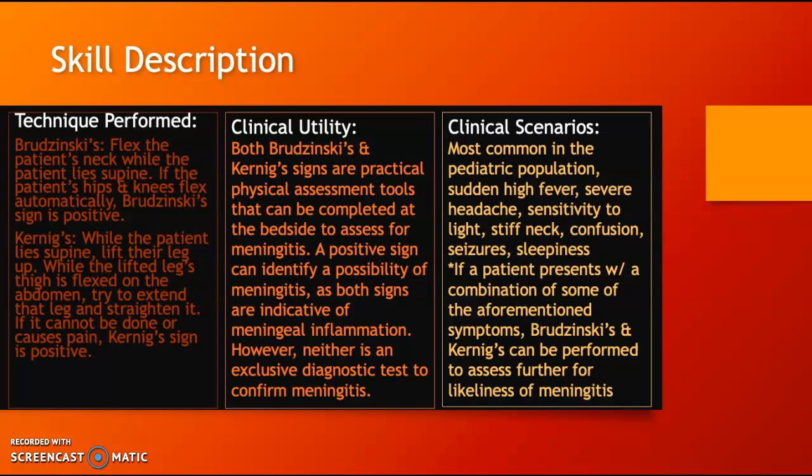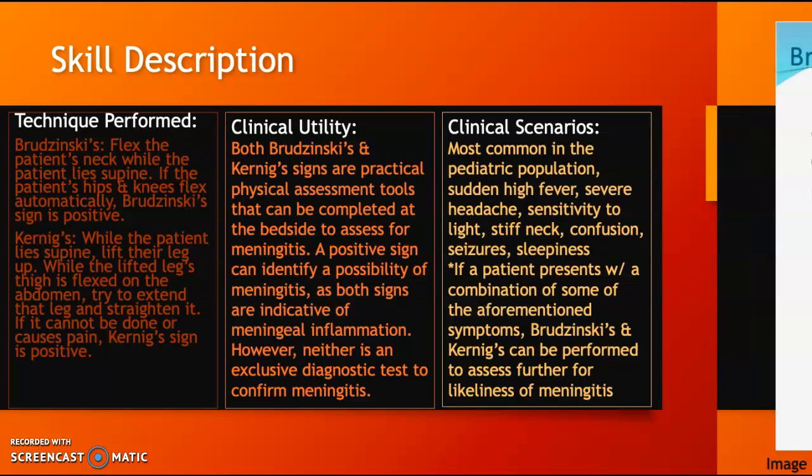So in different clinical scenarios, a patient could come into the emergency room. It's more common in pediatrics. They may have had a sudden high fever or severe headache, sensitivity to light, stiff neck, confusion, seizures, sleepiness. If it's an infant, they may have a lack of interest in feeding, may be really fussy, or just sleeping a lot. So if a patient comes in with some or all of those symptoms, then Brudzinski's and Koenig's can be performed right at the bedside to assess for further likelihood of meningitis.